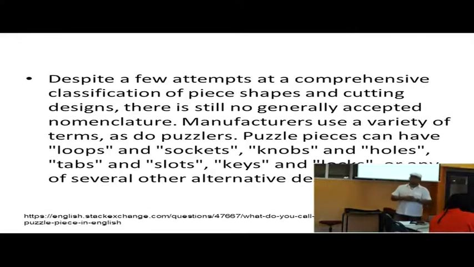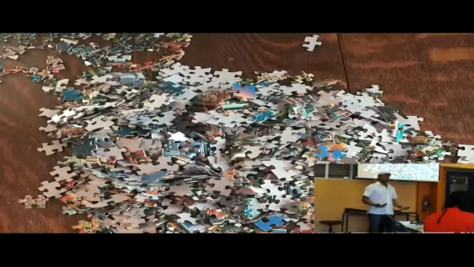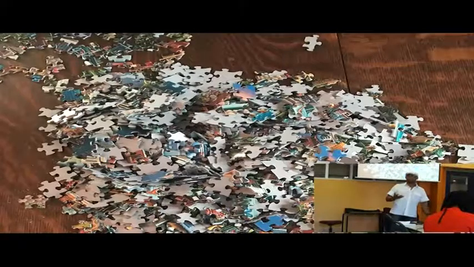Since I came to this definition, I came across a site that said, despite a few attempts at comprehensive classification of these shapes and cutting designs, there's still no generally accepted nomenclature. Manufacturers use a variety of terms for puzzles. Puzzle pieces can have loops, sockets, knobs, holes, tabs, slots, keys, and locks, or any of several other alternative designations. I just thought that's an interesting thing, because whenever I tried to explain it, I could never give a name for that thing. So, as I said, you start by throwing out your puzzle pieces, and your puzzle pieces would be the concepts.